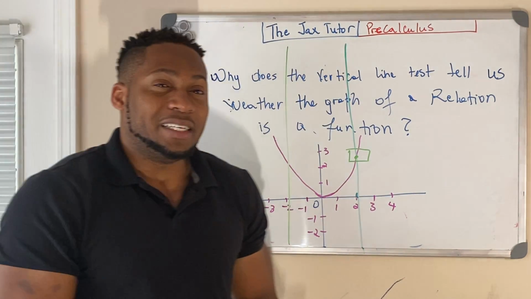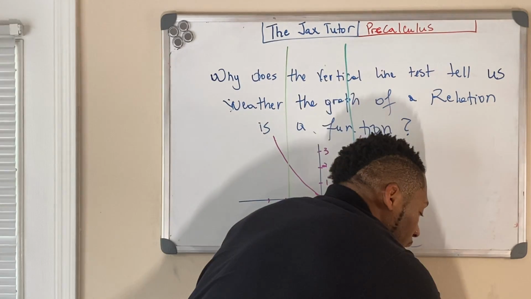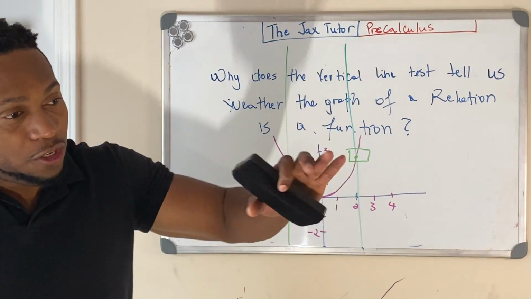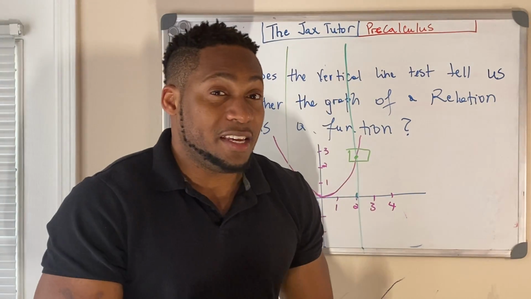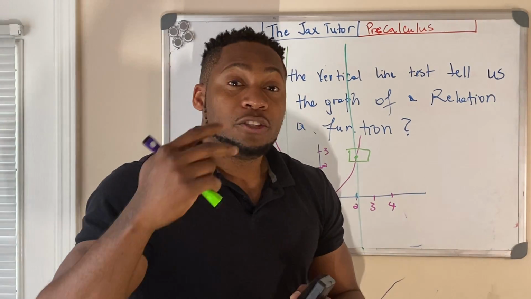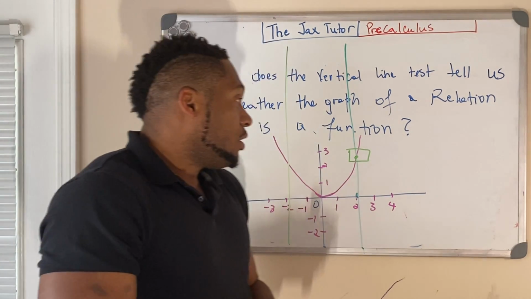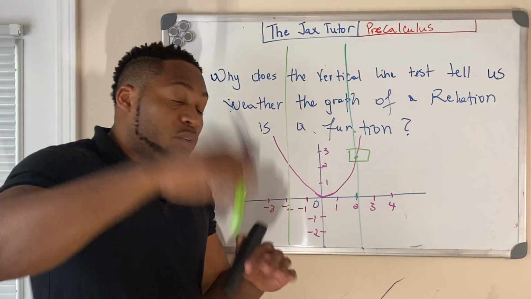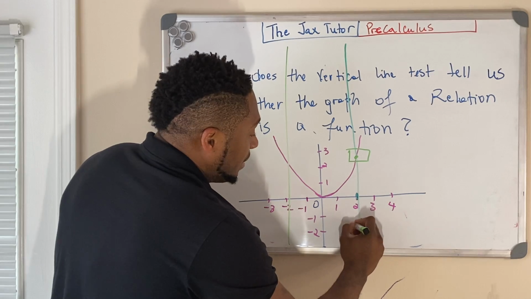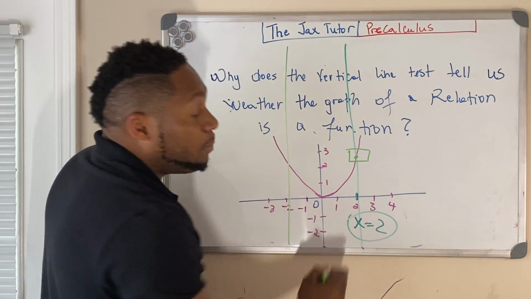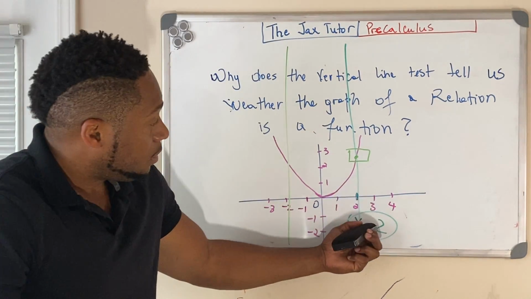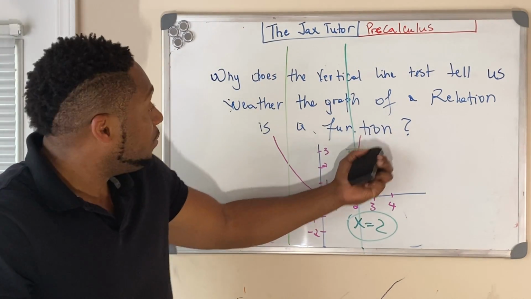Now, why exactly does that happen? What are they telling us? It comes exactly from the definition of functions and relations. In a function, the input values cannot have two different outputs. Let's say this vertical line here is x is equal to 2. That's the input, the x value. So this vertical line says x is equal to 2, and for x is equal to 2, I have only one value for y.